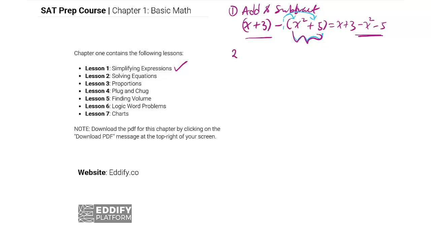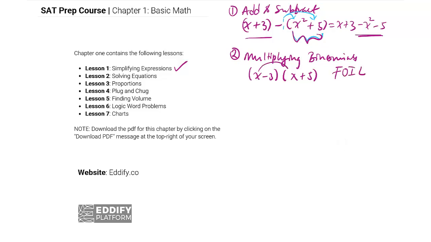The second idea was multiplying polynomials, specifically binomials. When you have something like x minus 3 and multiply that to x plus 5, we learned about foiling, which stands for first, outer, inner, last. That's taking the first term and distributing it to both of the terms in the other, and taking the second term and doing that same exact thing, and then just combining like terms.